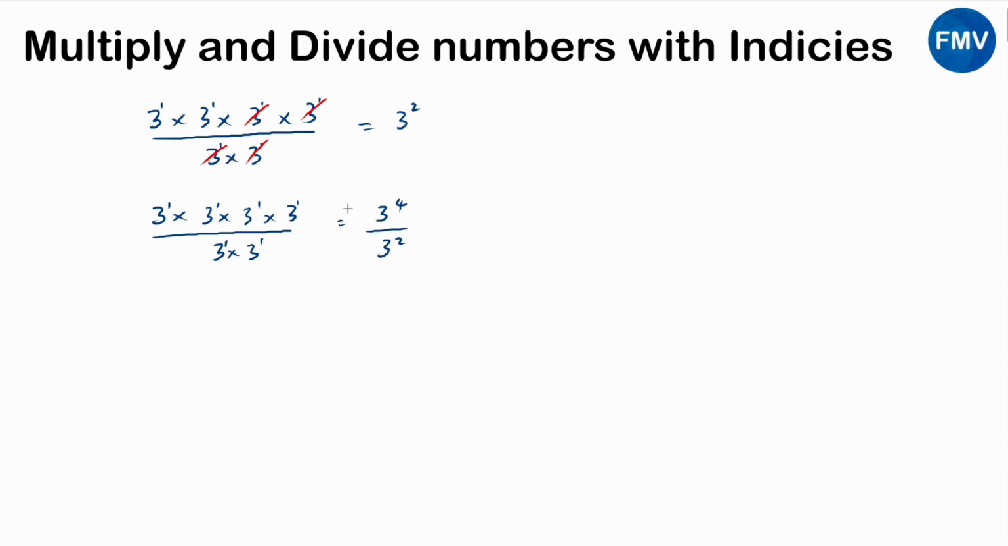Now we know that 3 to the power of 4 divided by 3 to the power of 2 is equal to 3 to the power of 2, because these are the same. So if you look at this, in this case, 4 minus 2 is 2. So the division rule is very simple. If the base numbers are the same, you subtract the index numbers. Let's look at an example. If we have 5 to the 7 divided by 5 to the 3, 7 minus 3 is 4. We are left with 5 to the 4.